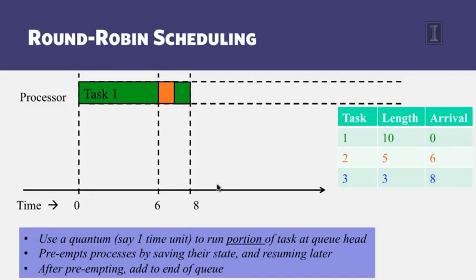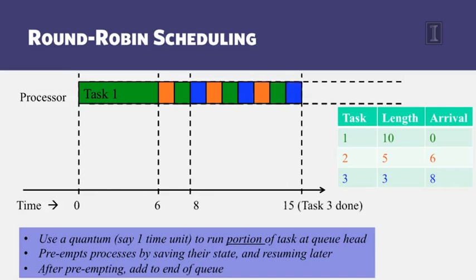Then at time 8, task 3 arrives, and now it is allowed to run for 1 time unit because it's at the head of the queue. And now after it runs for 1 time unit, it's put at the tail of the queue, and then task 1 and task 2 are allowed to run, and then again task 3. Okay, so this pattern repeats again. Then again you have all the 3 tasks run, and at this point of time task 1 has run for 9 time units. You have 6 plus 3 greens, that's 9 greens. Task 2 has run for 3 time units, and task 3, the blue ones, has run for 3 time units, 1, 2, and 3.